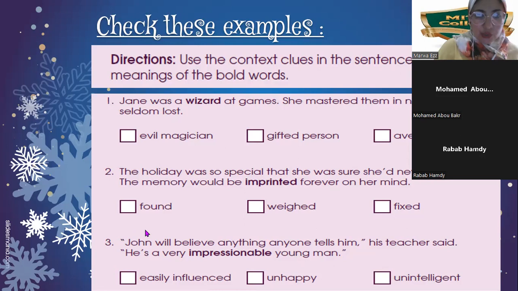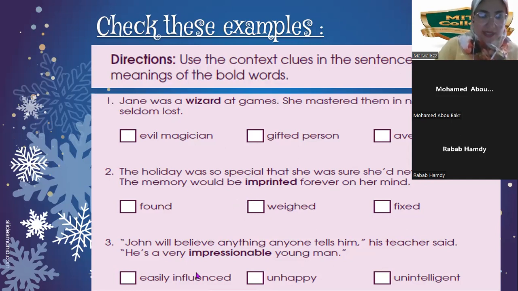What about number 2? The holiday was so special that she was sure she would never forget it. The memory should be imprinted forever on her mind. There's something like visual imagery also. I think the answer will be fixed. Wonderful, because when you print something, it's fixed on paper. You can't remove it or delete it or erase it. So imprinted means fixed. Also here, the context helps me to understand the meaning regardless of the dictionary meaning.